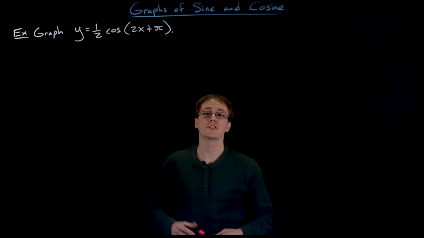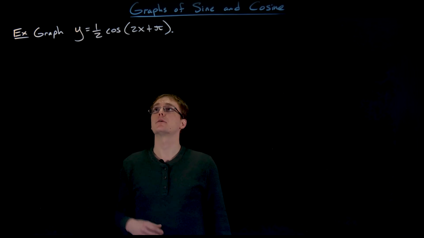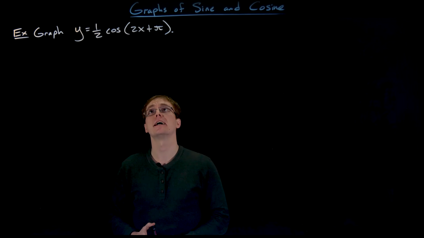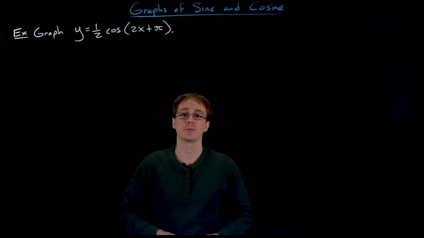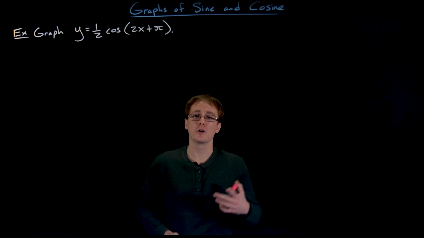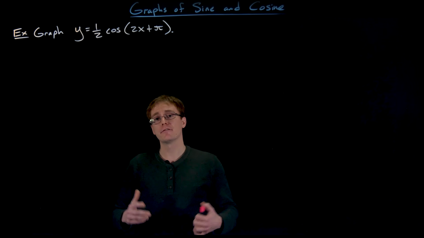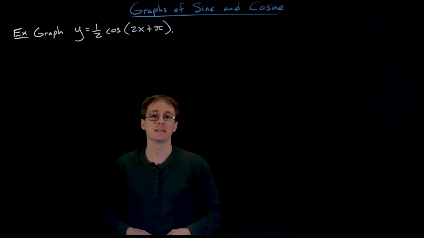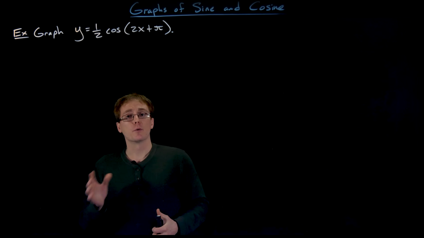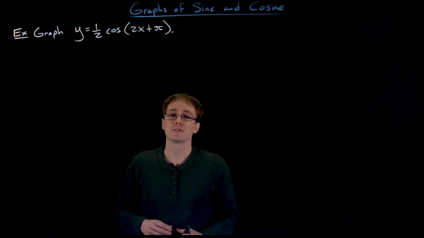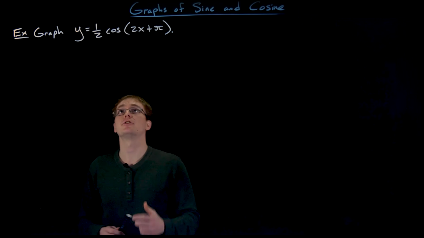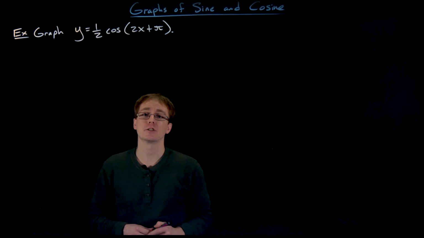Hello everyone. In this example, we are asked to graph y equals 1/2 times cosine of the quantity 2x plus pi. It doesn't say to graph 1 period or 2 periods, so if that information isn't given, then we're just going to go ahead and be lazy and graph a single period of our function. All right, so if we want to graph a single period of our transformed cosine function, we're going to have to identify which transformations are occurring.